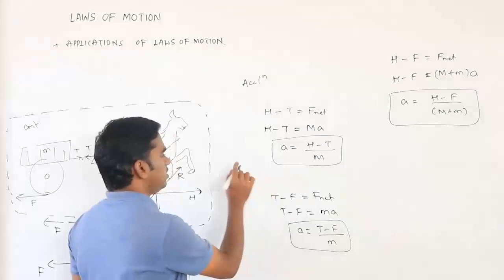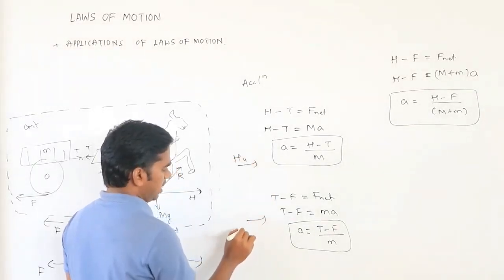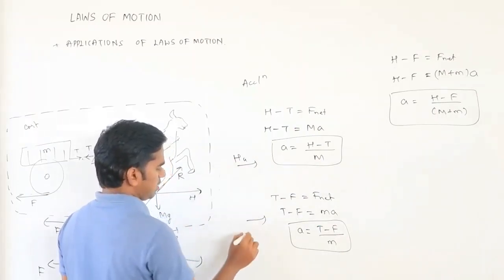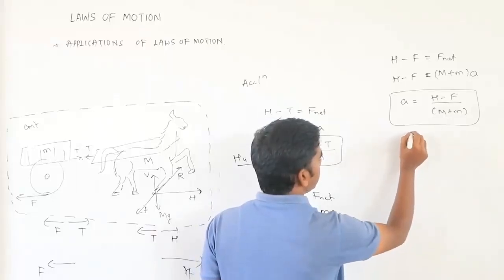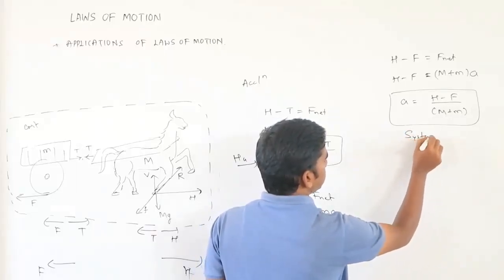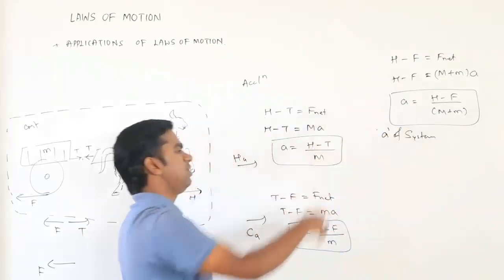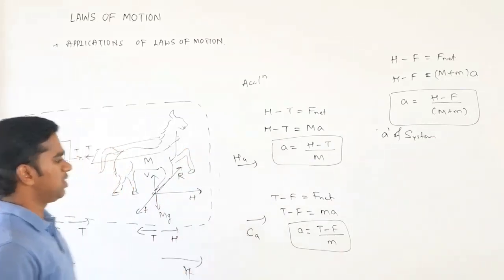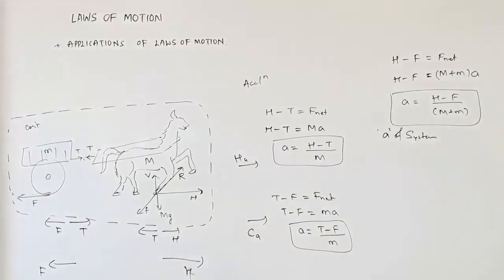So this is only for the acceleration of the horse. This is only for the acceleration of the cart. And this is for the acceleration of the whole system. So if you take them together, you can use that formula, or you can use the individual formulas. This is how we can see the application of Newton's laws in our day-to-day life.